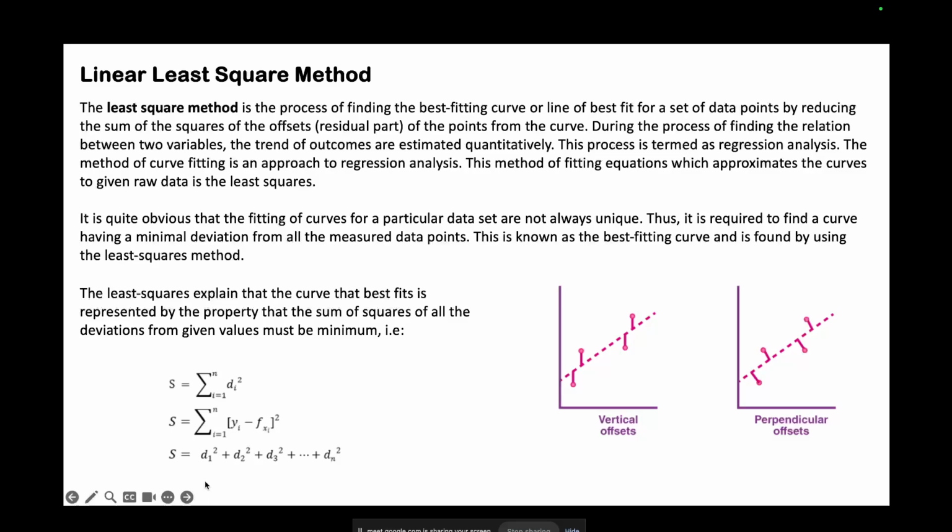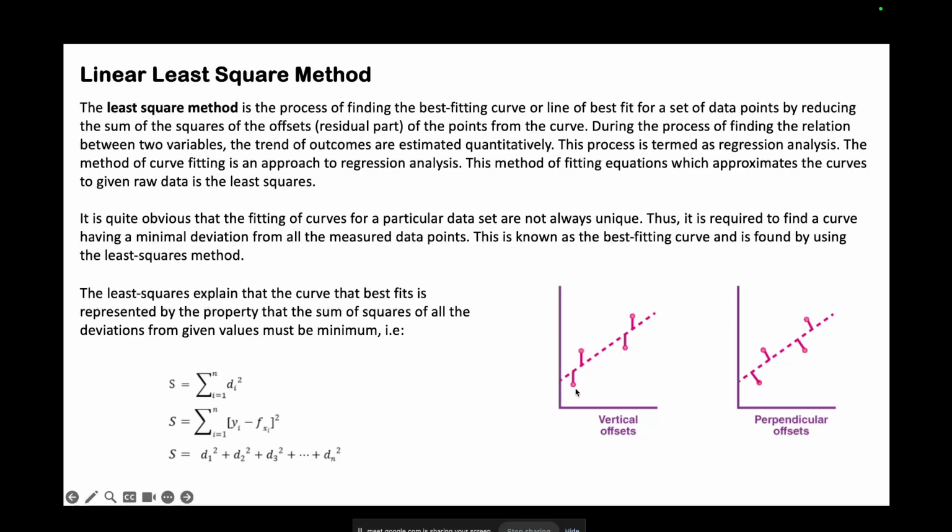So the linear least squares explains that the curve that best fits is represented by the property of the sum of the squares of all deviations from the given value. So basically, what you're summing is the square of the distance of this particular point, across all points. So this is your equation. Your d square is basically your distance from that particular point to the line, which is given by yi minus f(xi). So f(xi) is basically the equation, and you can estimate analytically.